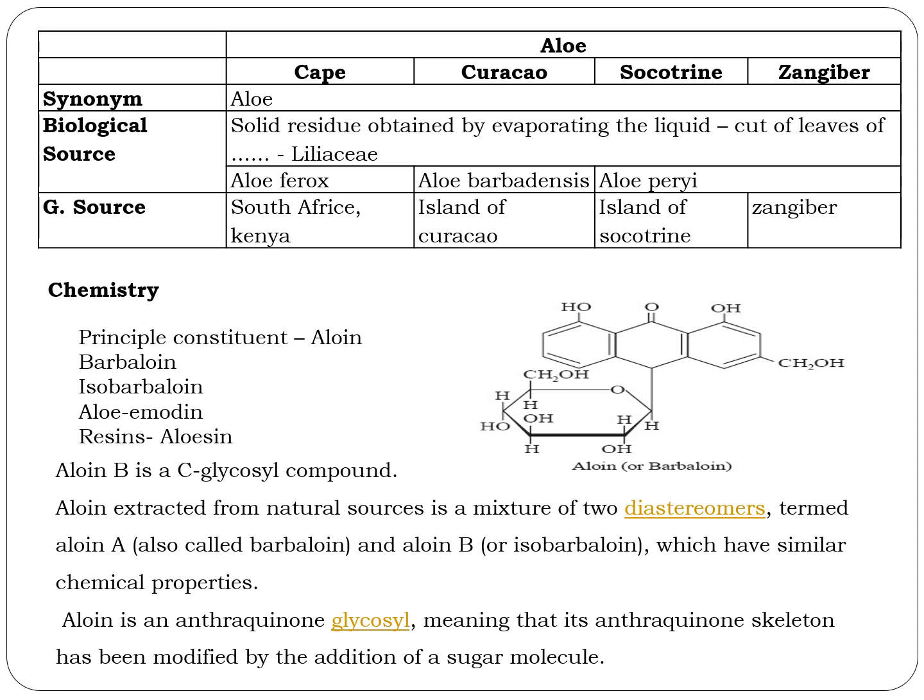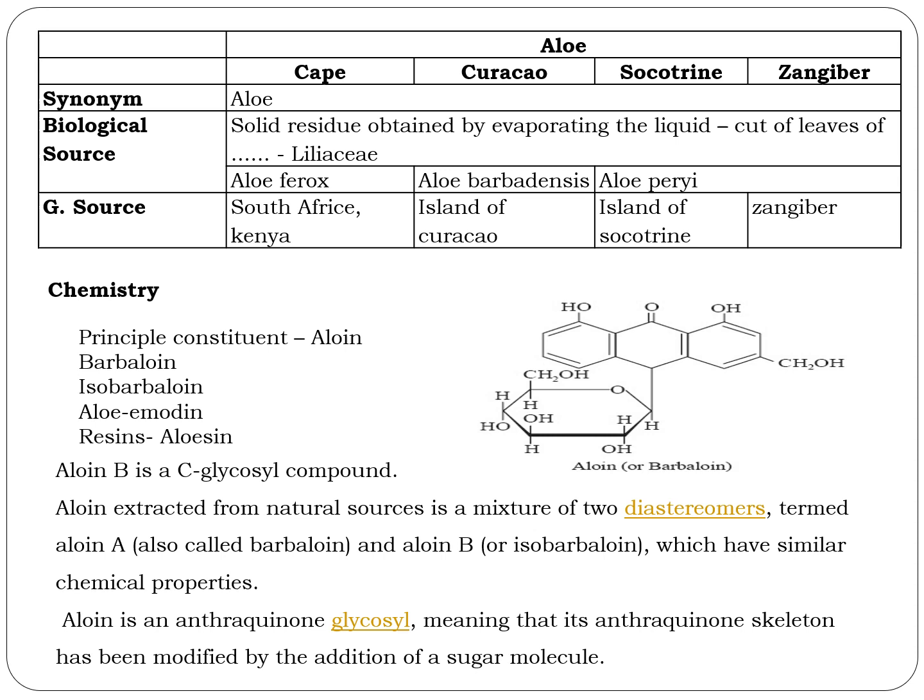The biological source is the solid residue obtained by evaporating the liquid which is obtained by making a cut at the base of the leaves of Aloe ferox, Aloe barbadensis, Aloe perryi belonging to the family Liliaceae. The geographical origin of Cape aloe is South Africa and Kenya, Curaçao type is the islands of Curaçao, Socotrine is the island of Socotra, and Zanzibar is Zanzibar.